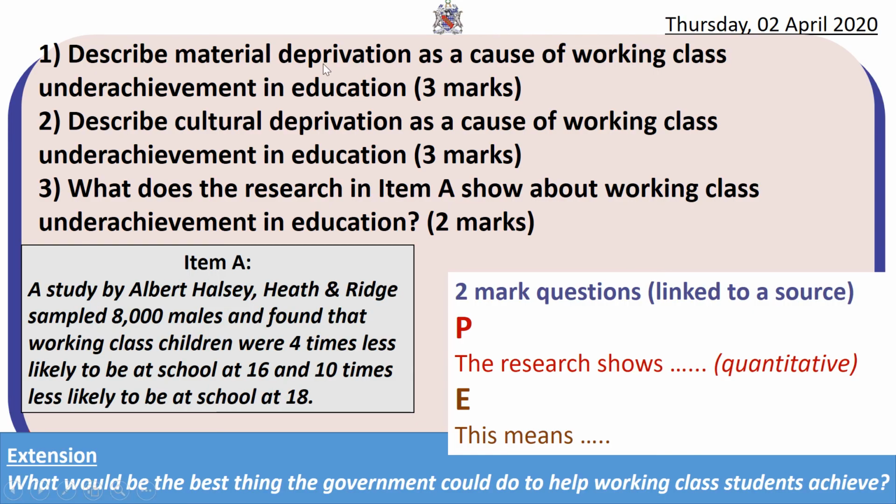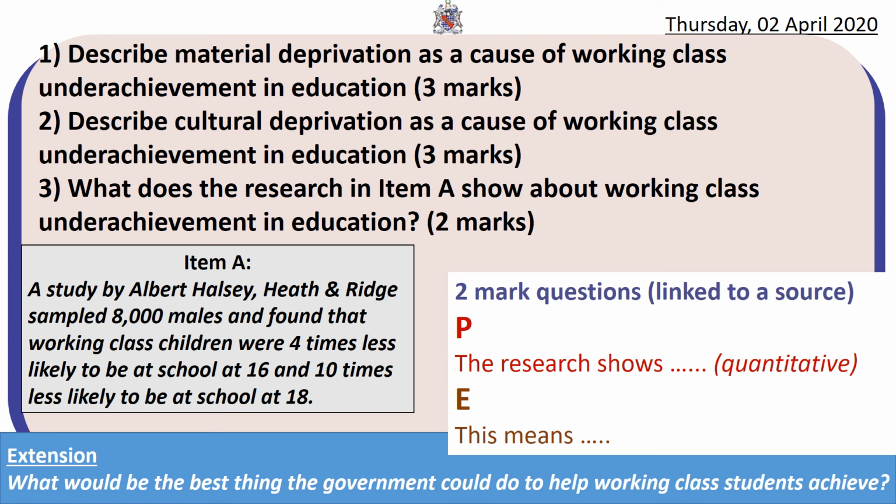3 marks, describe material deprivation as a cause of working class underachievement. So explain what it is, use some key terms and give an example. The same for cultural deprivation. And then a research item question for you. Albert Halsey and his partners, Heath and Ridge, sampled 8,000 males. There's some information. What does the research in item A show about working class underachievement in education? Okay, read that data and can you identify what the research shows and explain what it means? And there's an extension there for you. So give yourself about 8 minutes, pause the video and try those questions. Off you go.